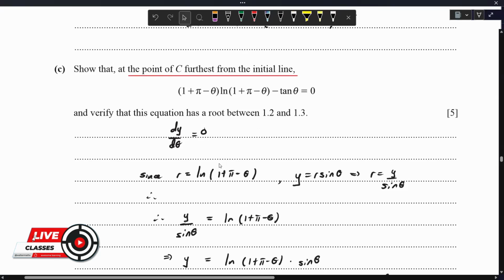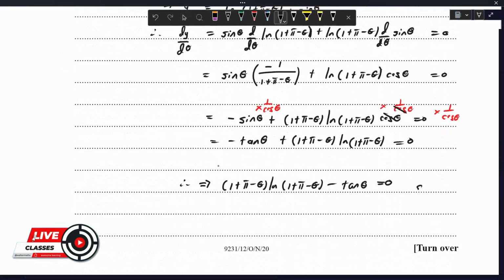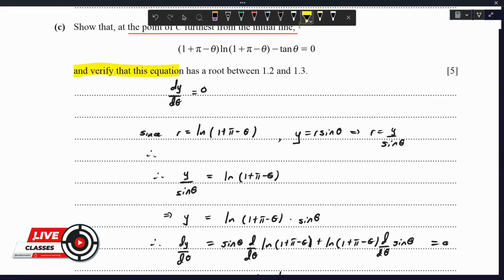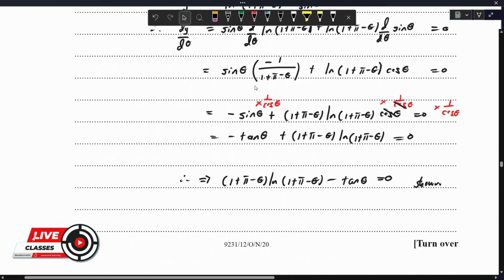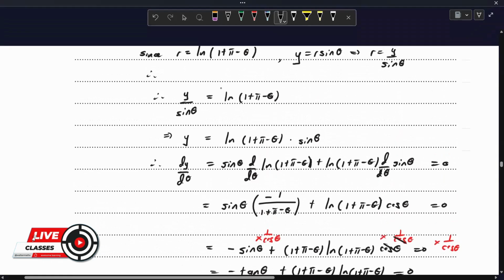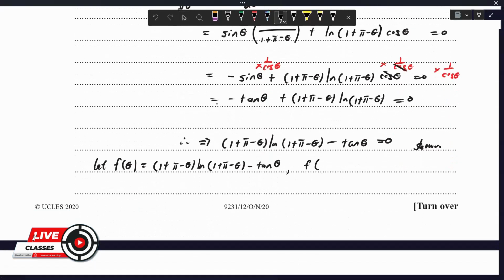So now that we have shown this, I'll say here shown. We will then go on to verify that this equation has a root between 1.2 and 1.3. So we can just say, do we have space? Not anymore. Let f of theta be equal to 1 plus pi minus theta ln of 1 plus pi minus theta minus tan theta. And then we find f. They say which values, 1.2 and 1.3, f of 1.2 equals, and f of 1.3.